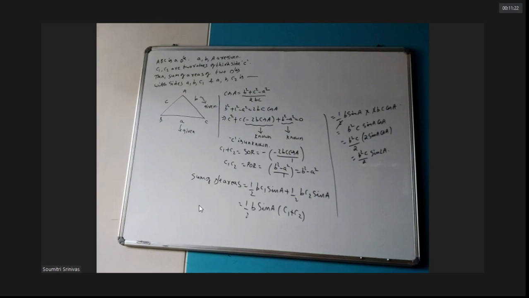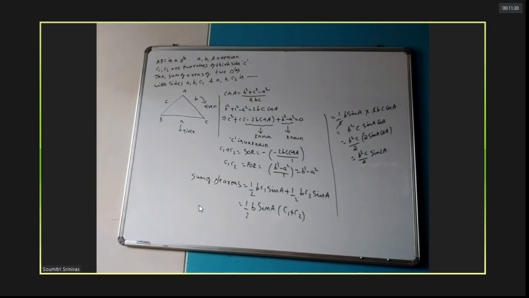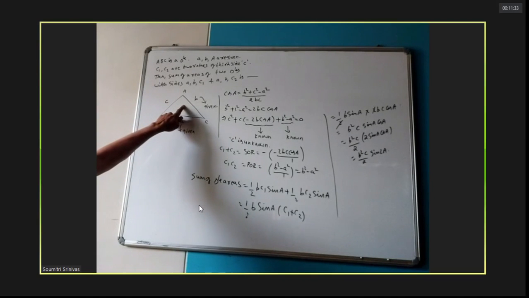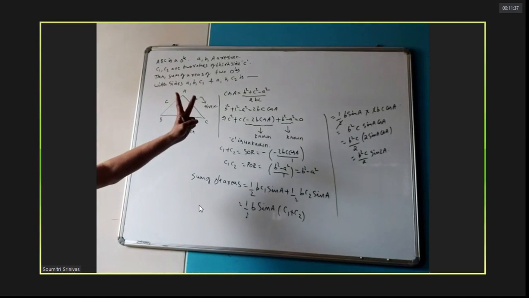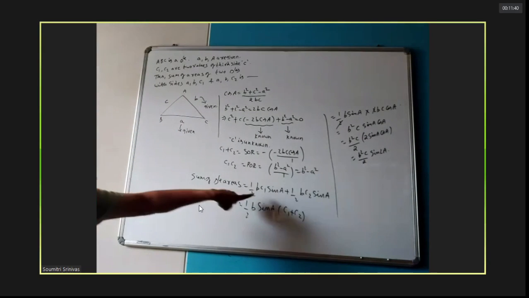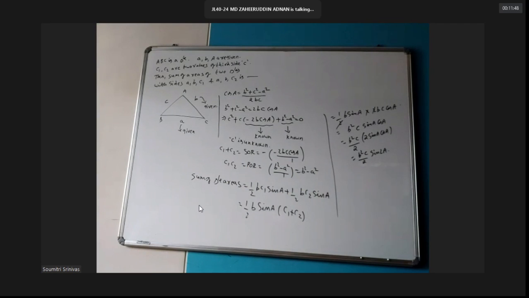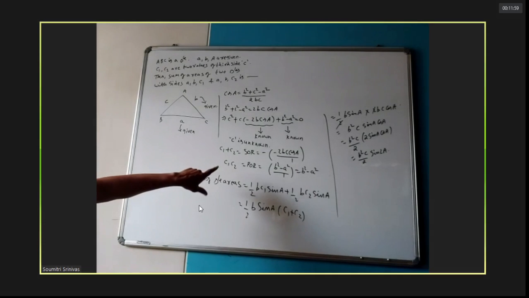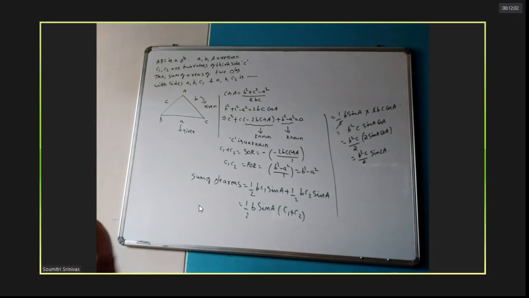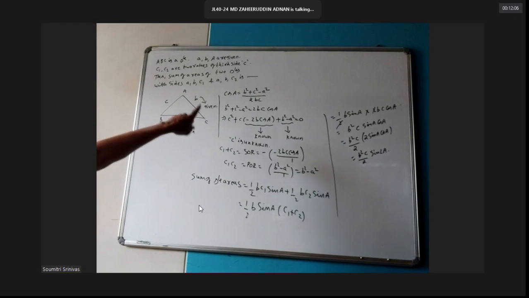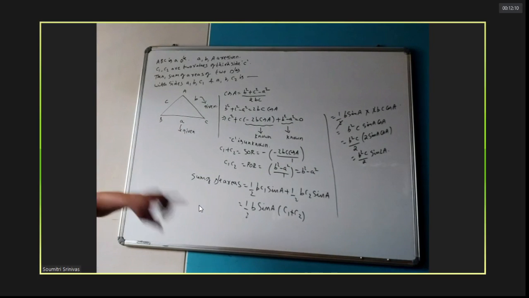Sir, why are we taking sin A here? Area of a triangle is half bc sin A, no? Yes sir, such triangles are there with the two different sides, C1 and C2. Sir, can't we take half AC1 sin A plus half AC2 sin A? But it is known to you in terms of C1 and C2, where cos A is known. You started with cos A there, so that you can speak in terms of sin A. That's the idea.